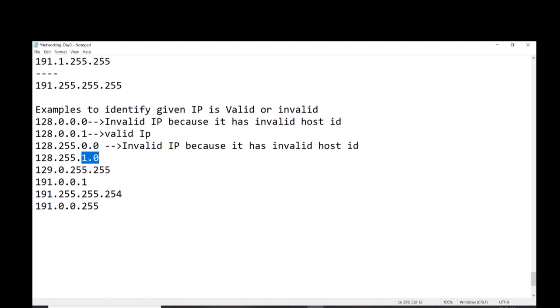Is it applicable here? Are all host bits 0 in the host ID? No, sir. So it's not invalid. Are all the host bits in the host ID 1? No, sir. So that means it's a valid host ID, so it is a valid IP address. Valid IP. Now what about this?